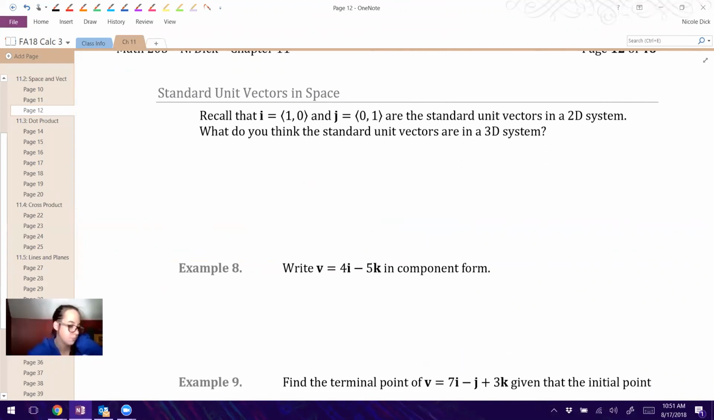Talking about standard unit vectors in space. Page 12, last thing of 11.2, and then we'll go back to whatever homework questions we have left with whatever time we have. Okay, so Russell was just talking about standard unit vectors. We have i and we have j that we talked about in 2 dimensions here. The vector i is just that little component form 1, 0. It's just going 1 unit on the positive x-axis. Then vector j is just going 1 unit on the positive y-axis, like we see here.